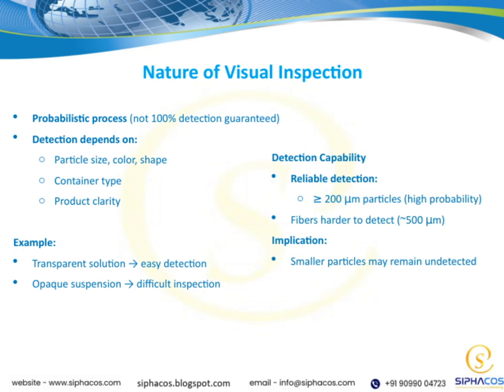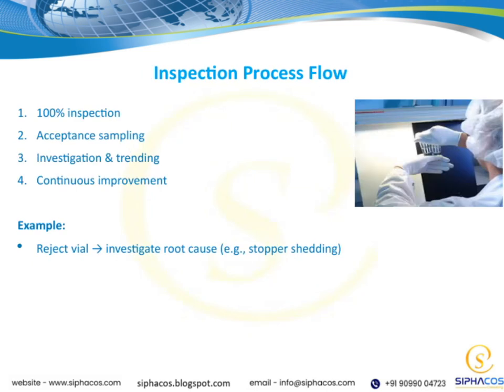Smaller particles may often go unnoticed during visual inspection, so we need to be aware that it's not a foolproof method. Overall, understanding these nuances helps us better evaluate the limitations and effectiveness of visual inspection in our quality control processes. Let's walk through the inspection process flow.